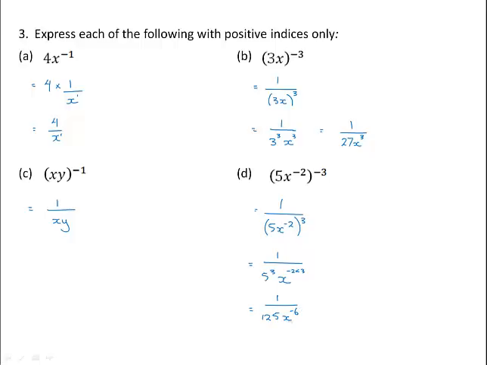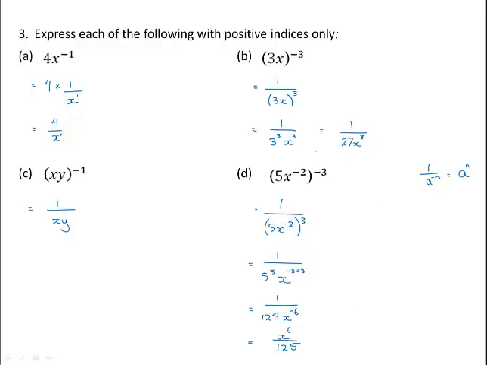To write this with a positive power, we need to remember our other rule, which says that if we have 1 over any value to a negative power, it's the same as that value raised to a positive power. So to simplify this so it has no negative indices, it's the same as x to the power 6 over 125.